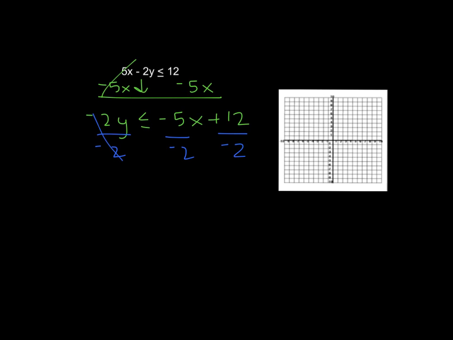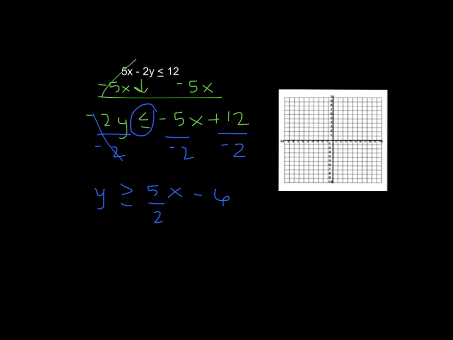Now remember, when we did our inequality unit before, we learned that if you multiply or divide by a negative, you have to reverse your symbol. So I'm going to circle that so I don't forget, and I'm going to get y is greater than or equal to. Negative 5 over negative 2 becomes positive 5 over 2x, and then 12 divided by negative 2 is negative 6. I have now completed step 1, and now I can begin graphing.